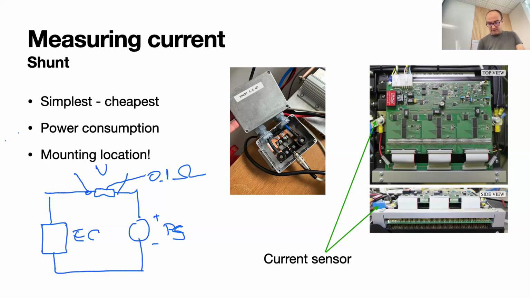And the voltage is 0.1 times the current that is flowing. So the current is actually 10 times the measured voltage. Because it's linear, this is what we can do. So what we shipped here is a small box like this.